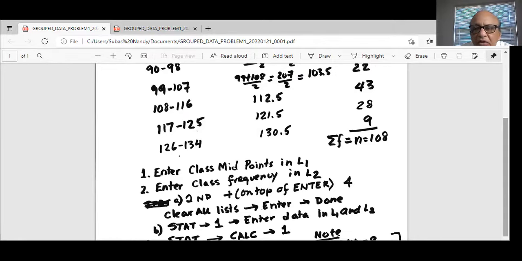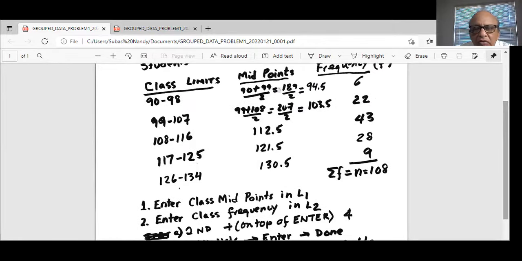Enter the midpoints in L1. So I start with 94.5 in L1, then hit enter, then 103.5 and hit enter, then 112.5 and hit enter. Next one is 121.5 and hit enter. And the last one is 130.5 and hit enter.